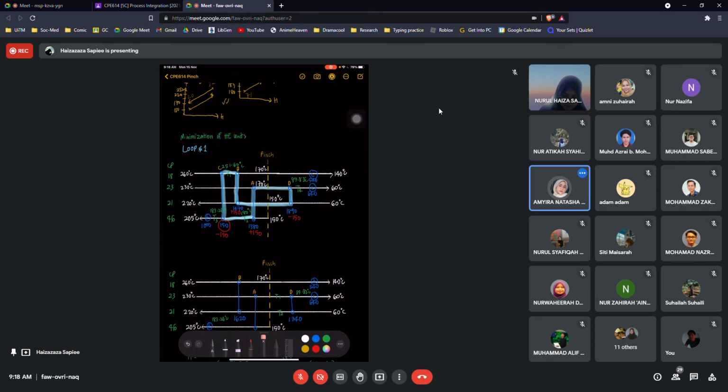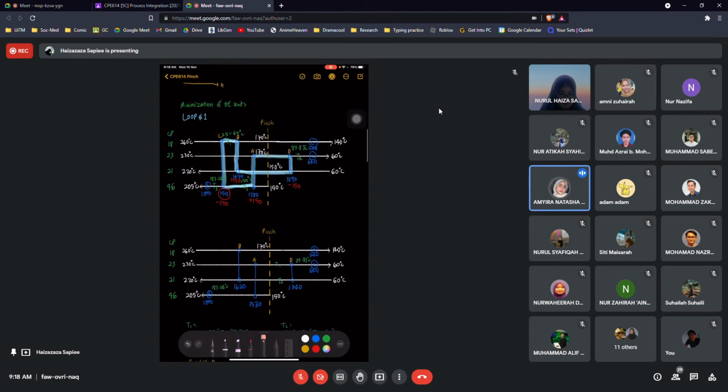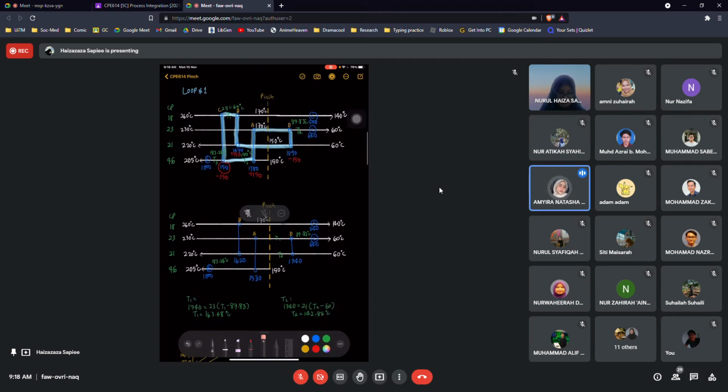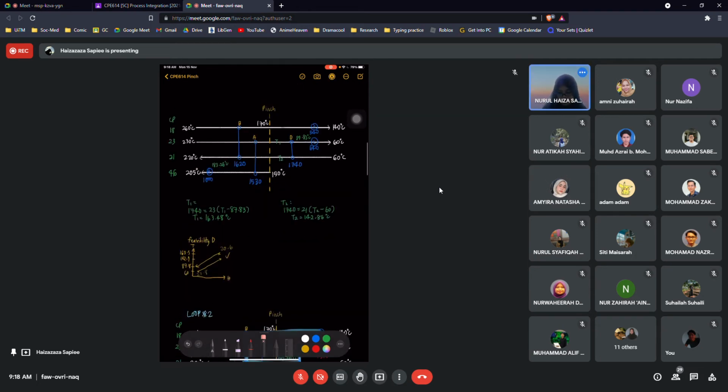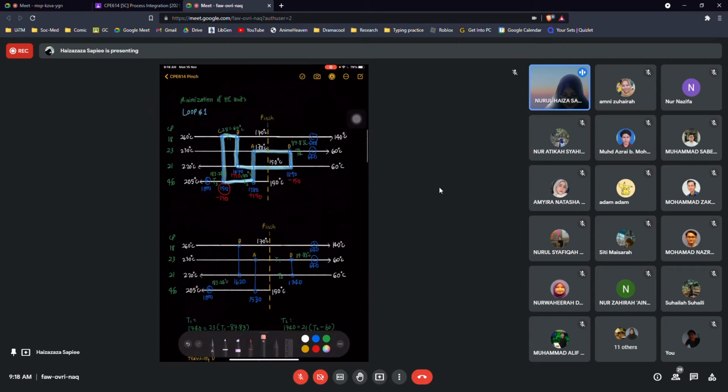Feasibility D, lepas tu feasible, so kita buat loop lain kan. Tapi kita kena check juga ke feasibility A, B, C tu. Sebenarnya bila awak buat loop, contoh kan, loop kat sini, when there's a change in your load for your heat exchanger, there will be a change in your temperature.